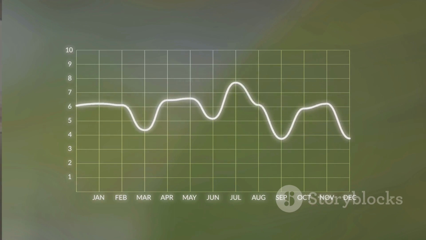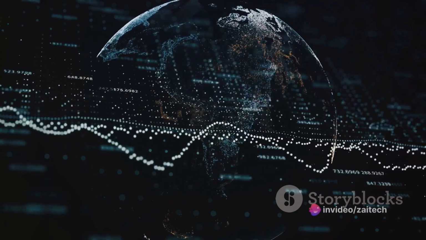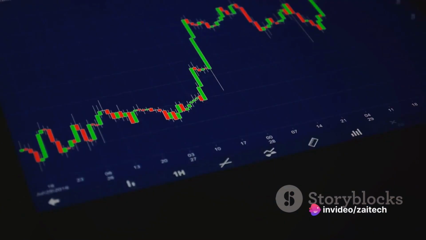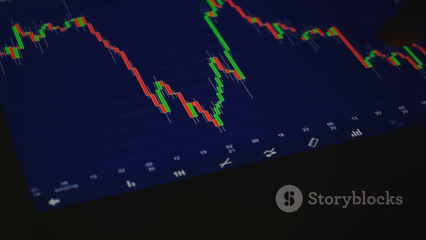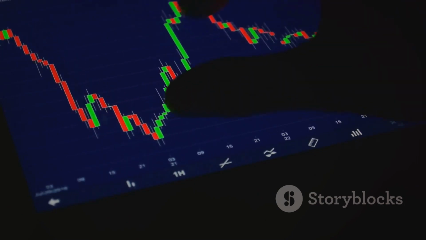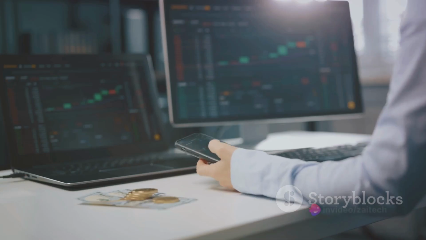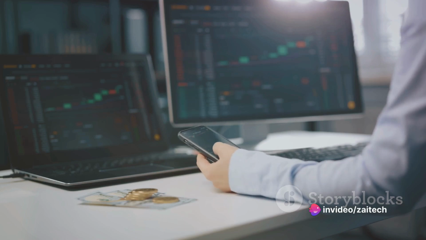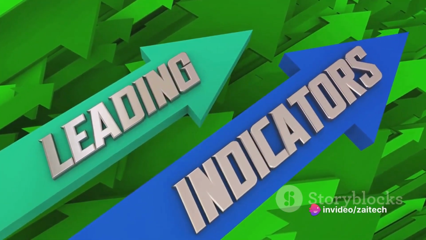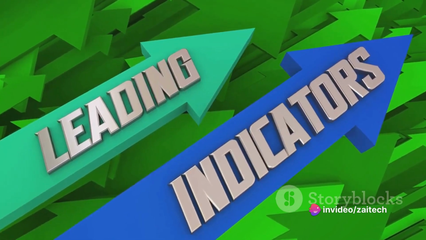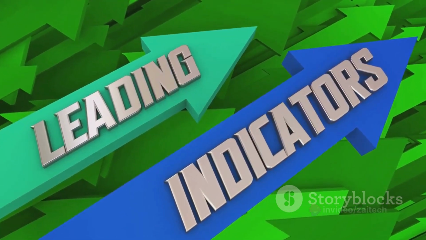The two types we will focus on are the simple moving average, or SMA, and the exponential moving average, or EMA. The SMA gives equal weight to all data points, while the EMA gives more weight to recent data. These averages can help us identify the direction of the trend. Next up is the Relative Strength Index, or RSI. This momentum oscillator measures the speed and change of price movements. It oscillates between 0 and 100, and a cryptocurrency is generally considered overbought when the RSI is above 70 and oversold when it's below 30. It can help us identify potential reversal points.